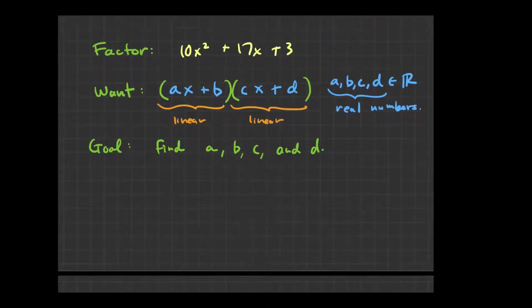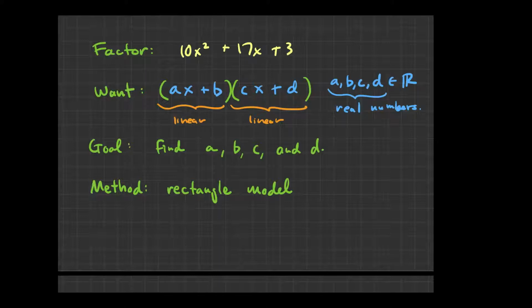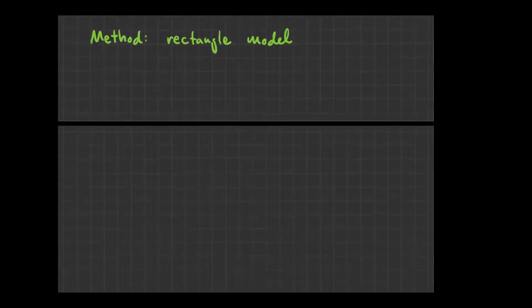So what I'm going to do is draw a rectangle. So I'm going to use the rectangle model. Okay? And the rectangle model is going to represent this quadratic in a geometric way. That is, we're going to use shapes to represent this quadratic. And we're going to use the whole idea of area, area being length times width. Okay? So this is what we're going to do.